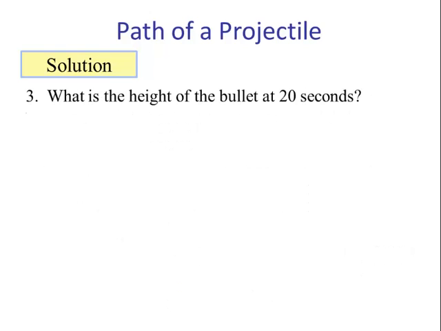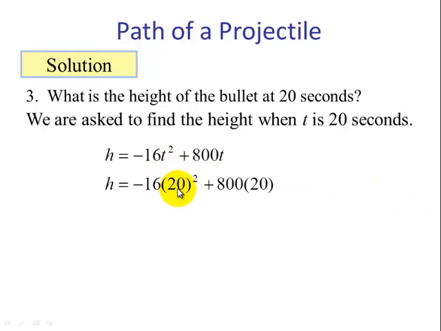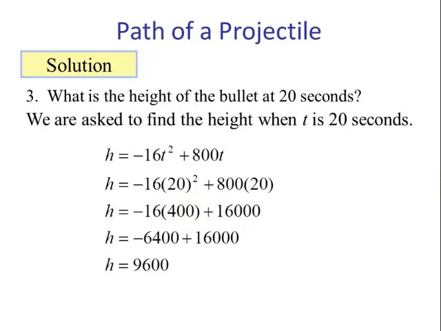Number 3, what is the height of the bullet at 20 seconds? This time we are asked to find the height when we are given t, a time, 20 seconds. So using our formula, t is 20, so we substitute it in for t. Follow the order of operations. We have negative 16 times 20 squared, which is 400, plus 16,000. And adding those two, we have a height of 9,600 feet.